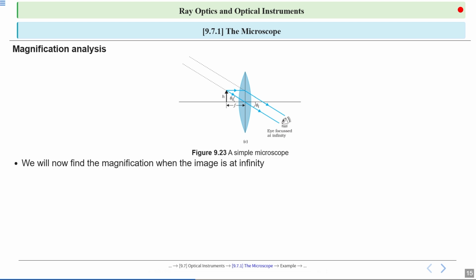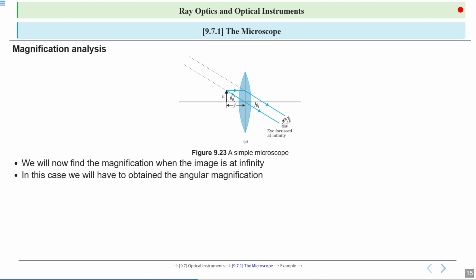Now let's talk about magnification when image is at infinity. This is a specific condition where image formed by the microscope appears to be at infinite distance. This setup is often used to reduce eye strain during prolonged observation. We will explore how this affects the magnification process.